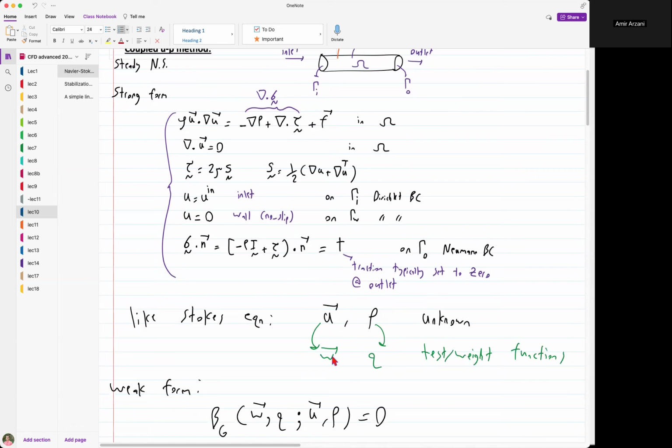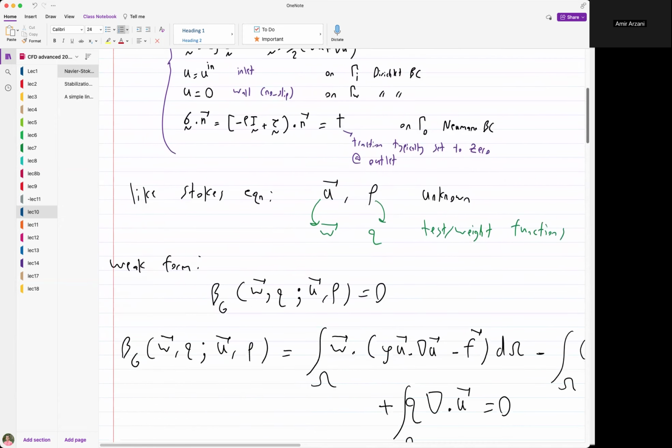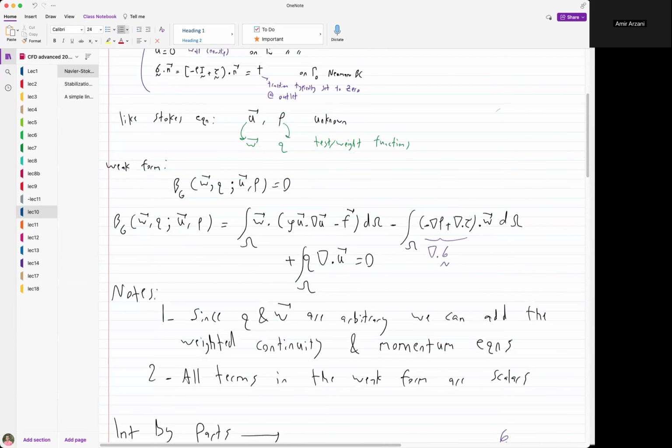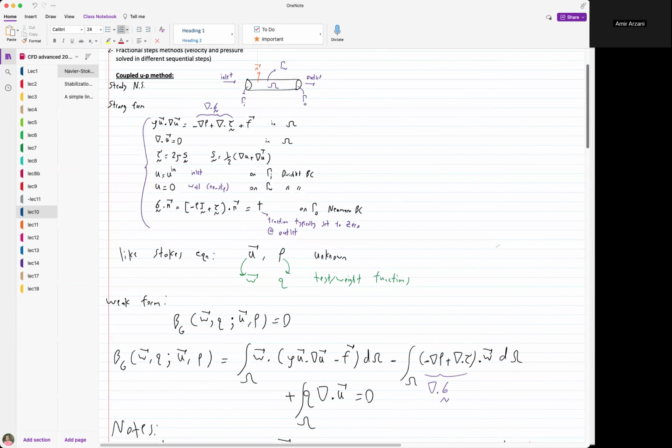So W, which is also a vector, is the weight function corresponding to velocity. Q, which is a scalar similar to pressure, is the weight function corresponding to pressure. Now, for our weak form, we start with the Galerkin formulation, and then we're going to talk about stabilization later. To derive the weak form, it's very similar to how we did the Stokes equation. So we take the equation, multiply both sides by W. So this is the weight function multiplied by the convective acceleration, the force term.